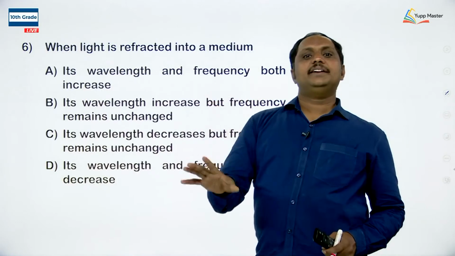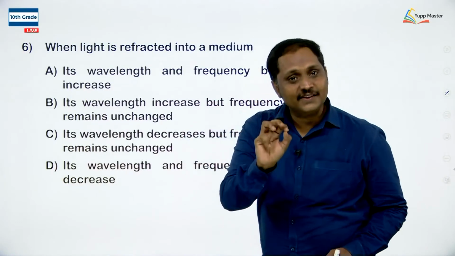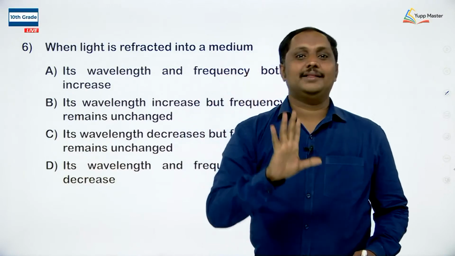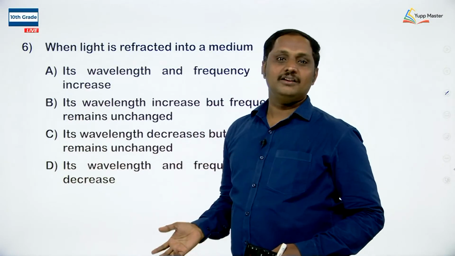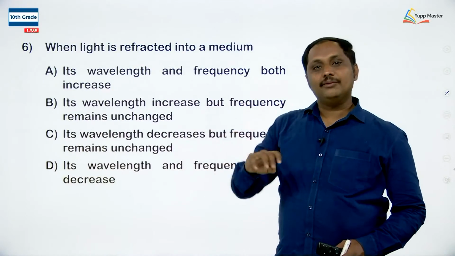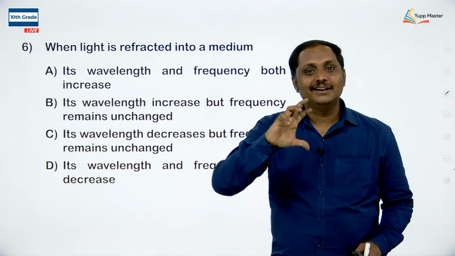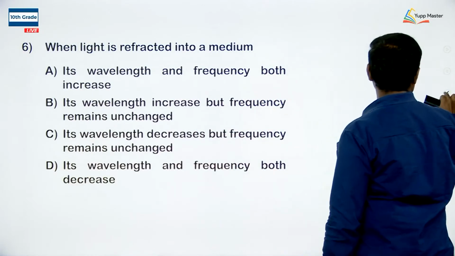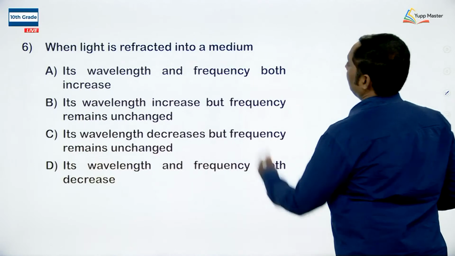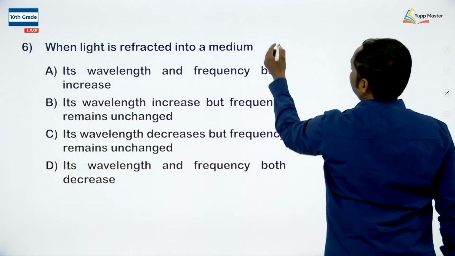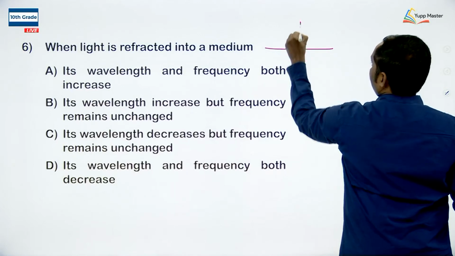Surely, whenever light enters from one medium to another medium, there exists a change in wavelength that leads to a change in velocity. If you look into the matter of light, light is in the form of a wave. Yeah, it is very clear. Let us see that when light is refracted into a medium.